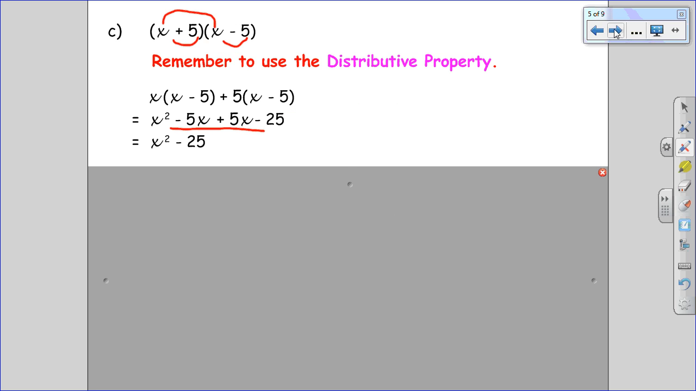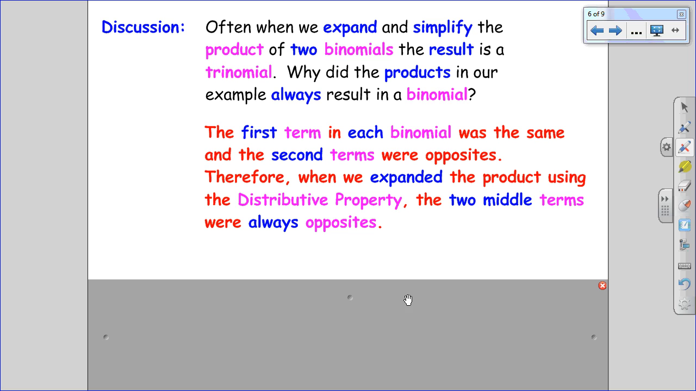Is there a pattern? I've actually written this incorrectly because I changed my questions after. So one term in each binomial was the same, and the other term was opposite. And that was the big key. So when we expanded the product using the distributive property, the two middle terms were always opposite, and we became 0, and we were left with two terms.